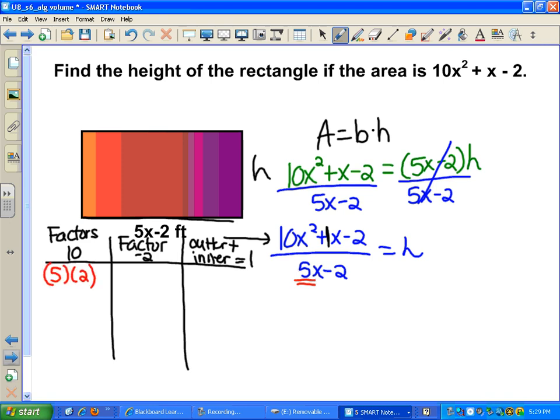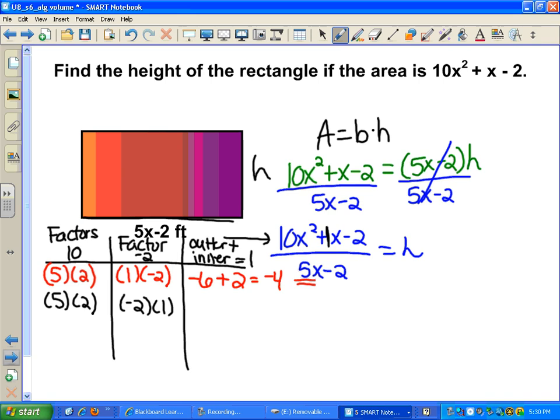And for me to get negative 2, I'm going to do 1 and negative 2. So I take the outer. Well, 5 times negative 2 is negative 10, plus the inner, 2 times 1 is 2, and I get negative 8. So that's not going to work. I'm going to keep that 5 and 2. But this time, I'm going to try negative 2 and 1.